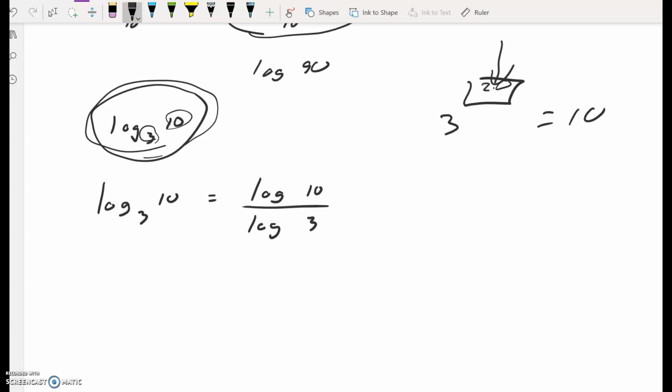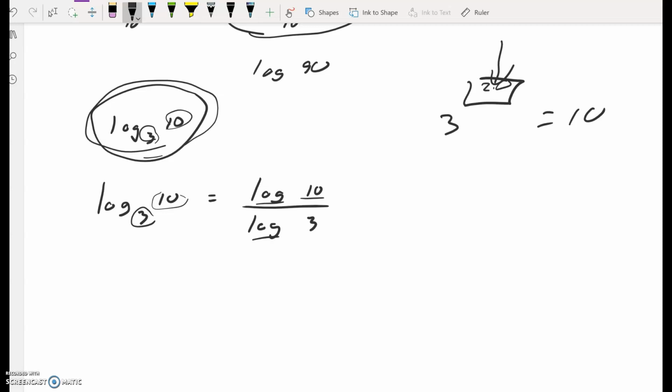The log base 3 of 10 is the log of 10 divided by the log of the base. So it's the log of the result divided by the log of the base. And the interesting thing about this is that these two logarithms can have any base you want. They could have base 2, they could have base 3, they could have base 4, they could be base 10, they could be base e. As long as these two logarithms match, they can have any legal base that they want, which is very interesting.